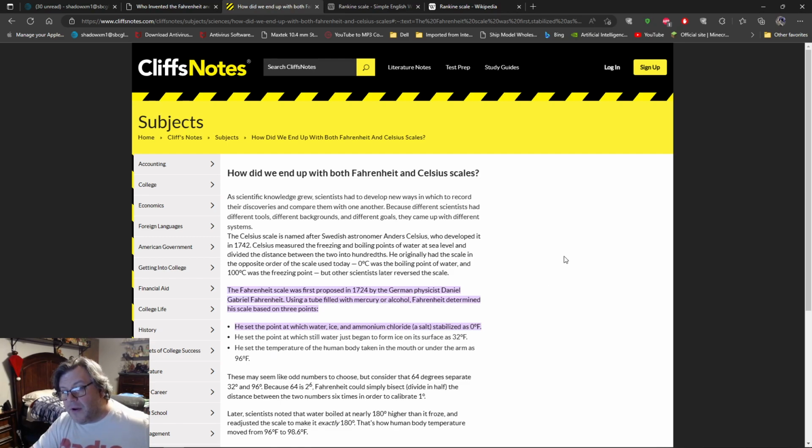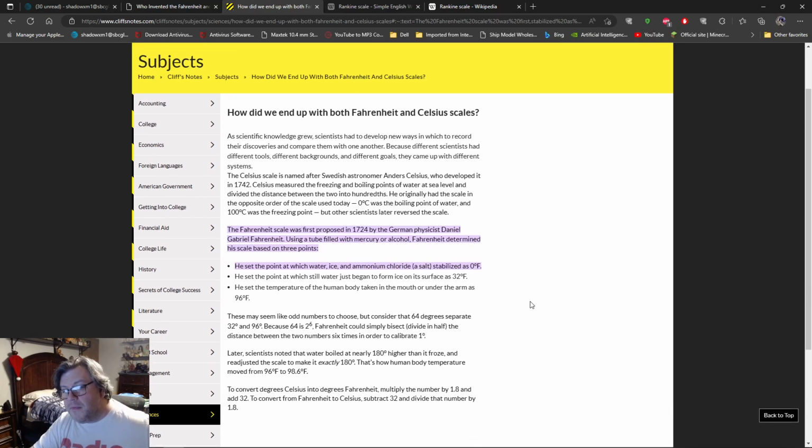All right, well, there we go. These may seem like odd numbers to choose, but consider that 64 degrees separate 32 degrees and 96 degrees, because 64 is 2 to the 6th. Fahrenheit could simply bisect or divide in half the distance between the two numbers 6 times in order to calibrate 1 degree.